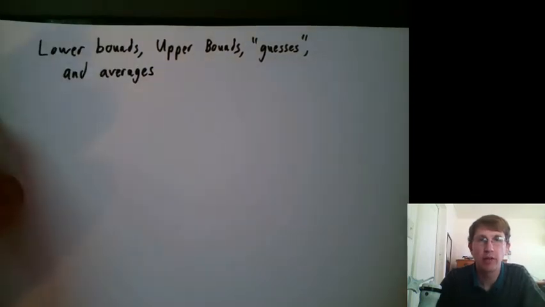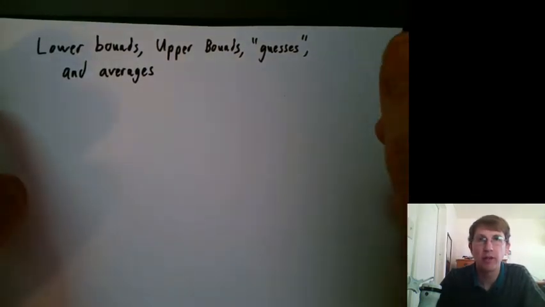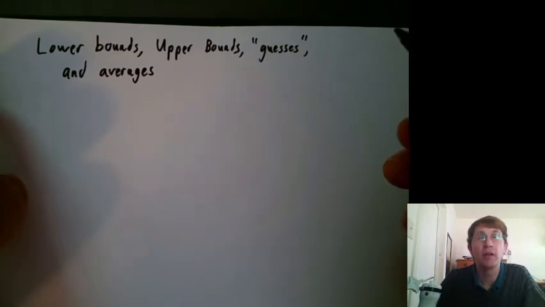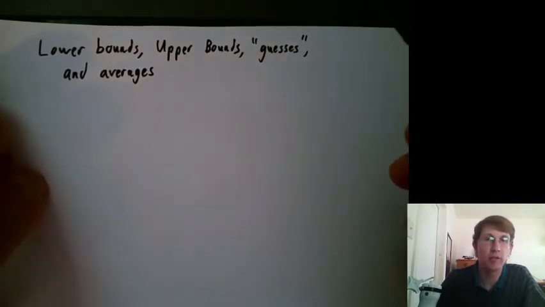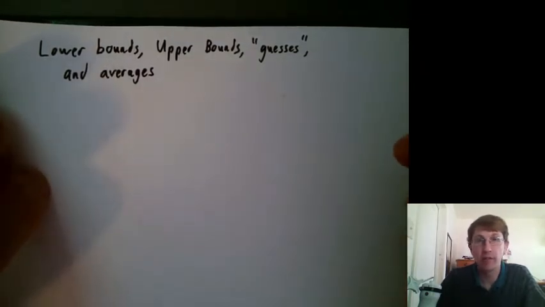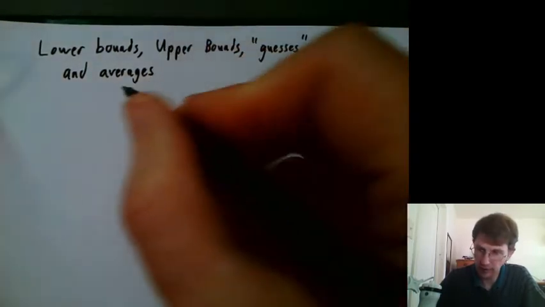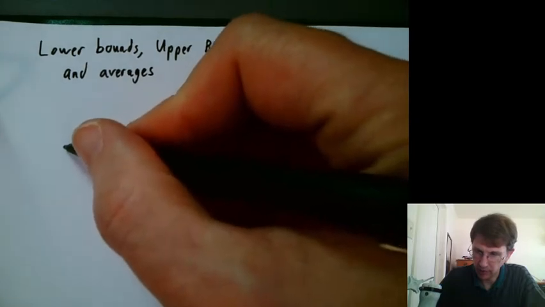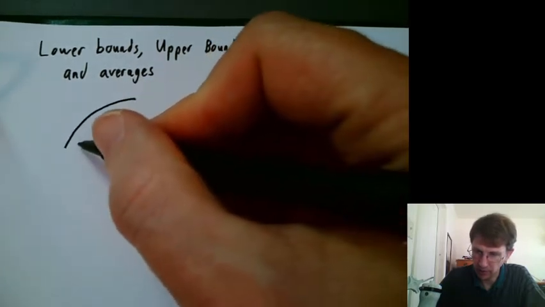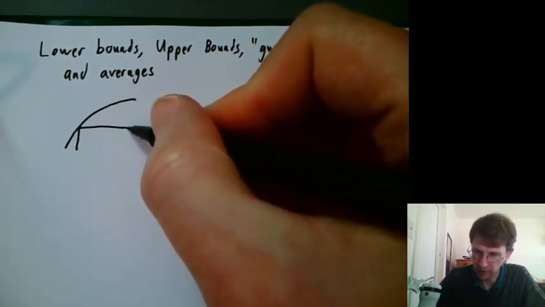When we're using numeric integration, it's important to be able to think, is this answer going to be a little bit too high, a little bit too low, kind of right on average? And that can depend on the shape of the function. So let's look at some examples. Remember, the first example we drew was something like this.